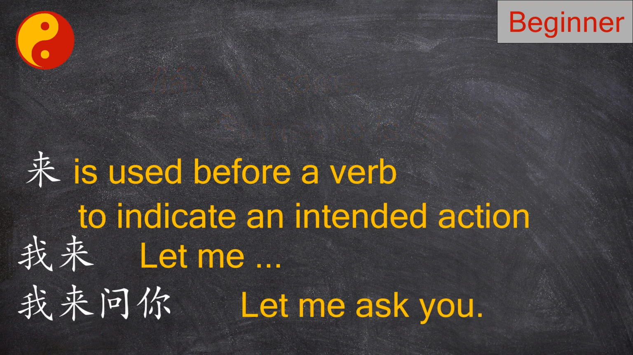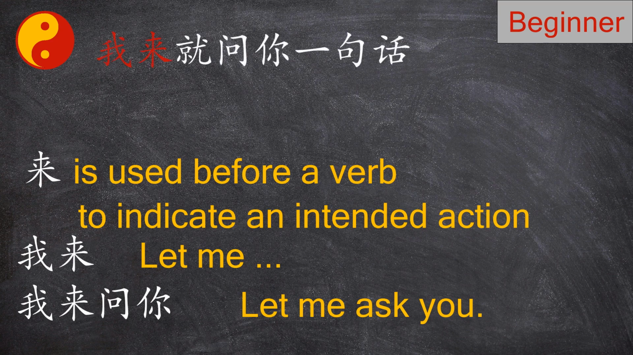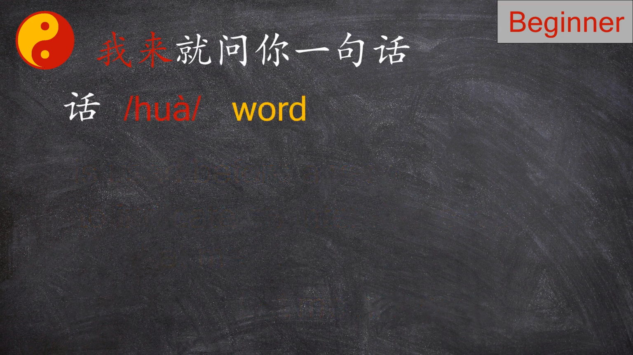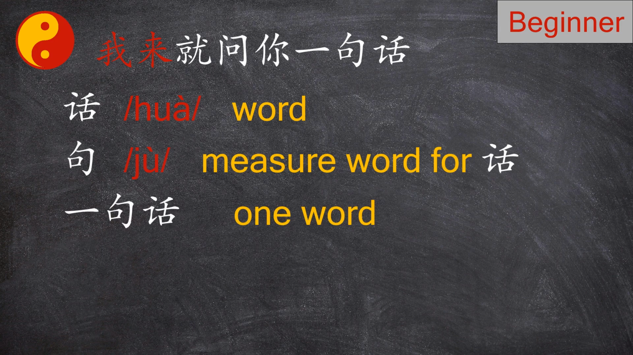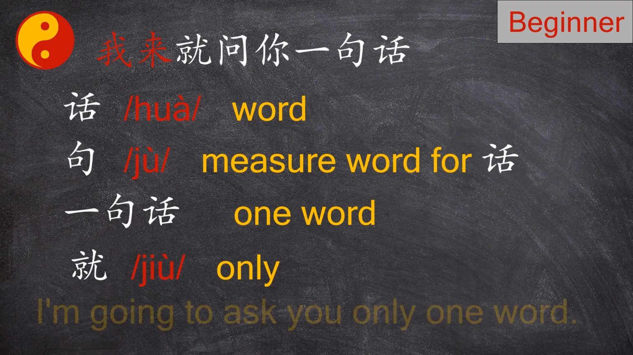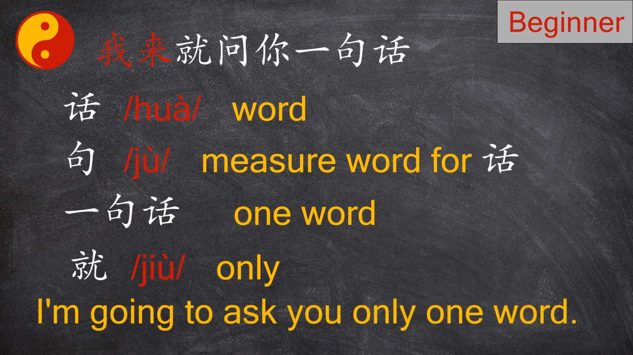In the video, the man says 我来就问你一句话. Let's break it down. 话 means word. 句 is the measure word for 话. So, 一句话 means one word. 就 has different meanings. In this context, it means only, just. 我来就问你一句话. It means I'm going to ask you only one word.